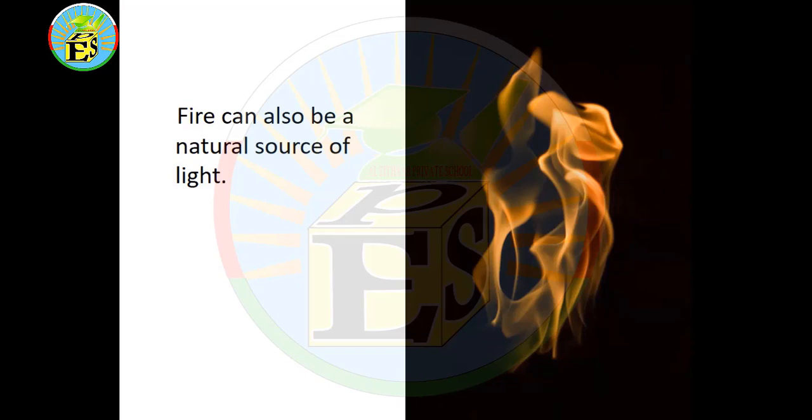Fire can also be a natural source of light. With fire we can also get light. There are two different types of sources of light: natural sources and artificial sources. Natural sources are those which we find in nature. Artificial sources are man-made sources. So two common natural sources from which we can get light are the sun and fire.